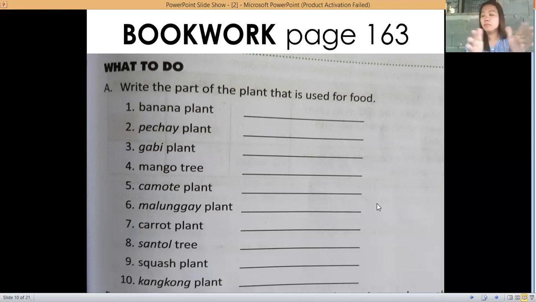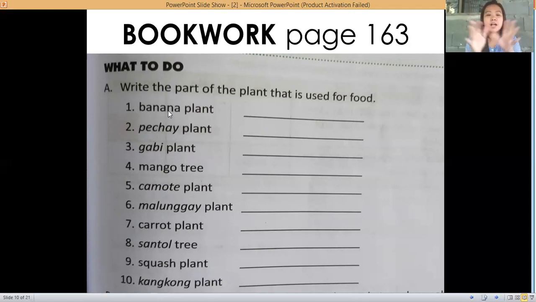Now, please get your science book and open it to page 163. The instruction here is: write the part of the plant that is used for food. So for the banana plant, what part do we eat? Yes, it's the fruit. So you're going to write there, fruit.